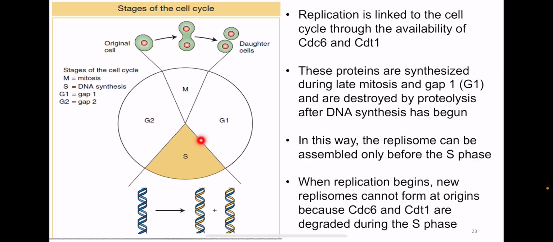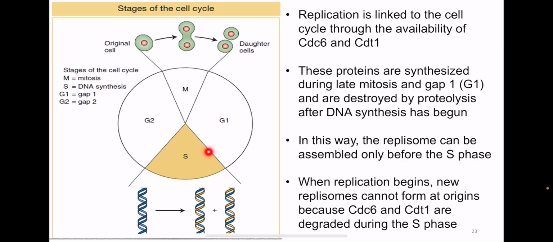So just take notes. In yeast, before assembling of the replisome takes place, there are three proteins that are needed to recruit all the proteins needed. This is the S phase in the cell cycle where replication begins. Replication is linked to the cell cycle through the availability of Cdc6 and Cdt1. After replication starts, Cdc6 and Cdt1 are destroyed, so that replication can go on successfully.